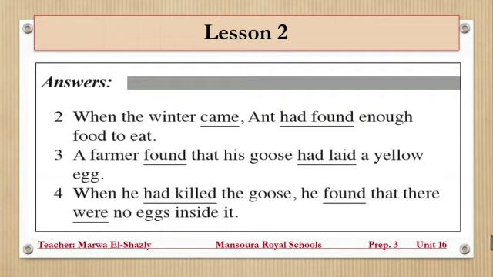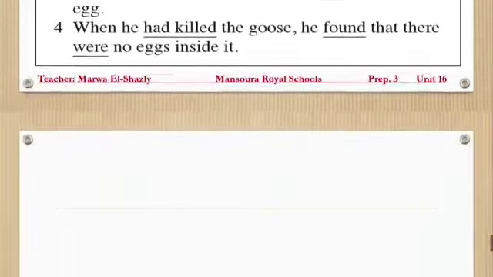Okay, let's check the answers together. Number 2, we will underline came, had found. 3, found, had laid. 4, we underline had killed, found, were. Perfect, thank you.